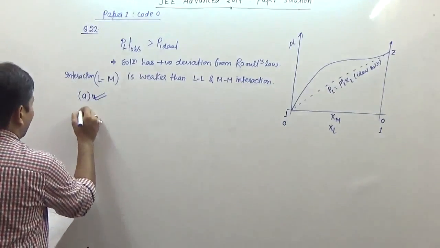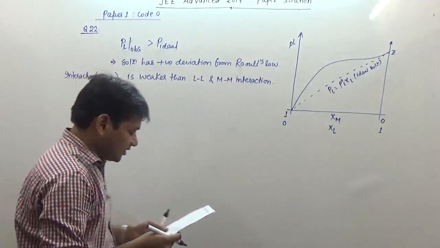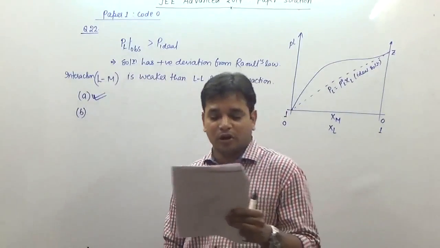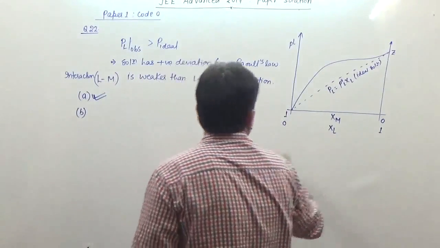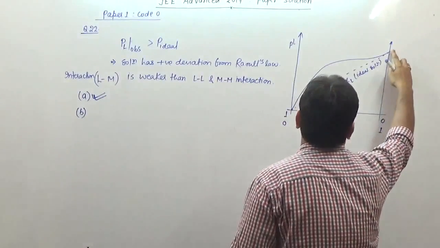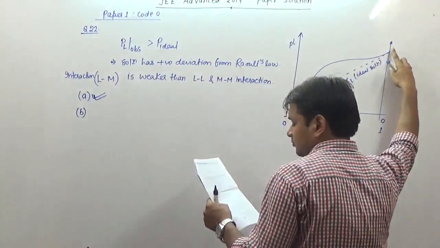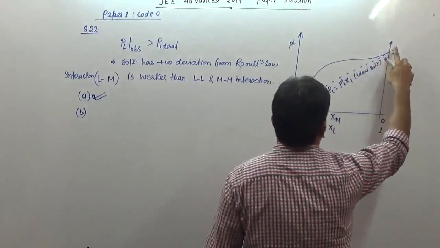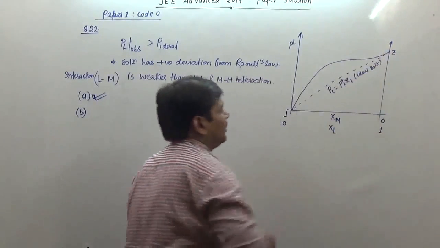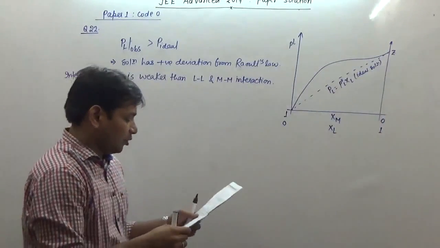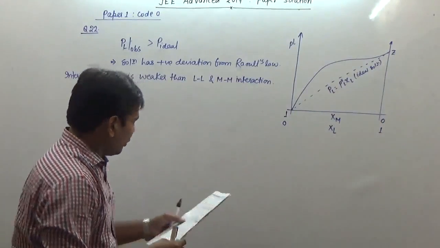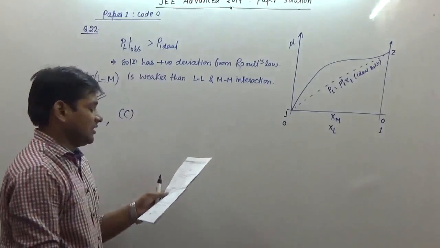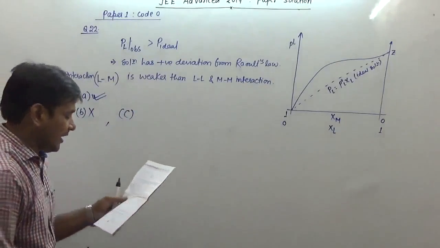B option is telling that the point Z represents vapor pressure of pure liquid M. That is incorrect. It is not vapor pressure of pure liquid M. It is vapor pressure of pure liquid L. Again, C option is given as point Z represents vapor pressure of pure liquid M, so this is incorrect.